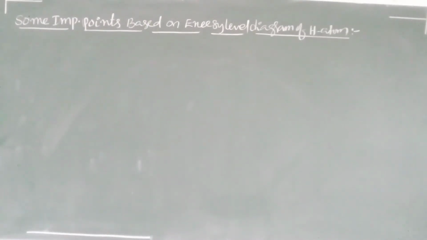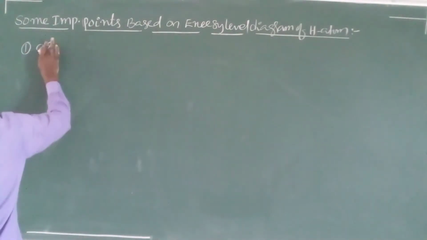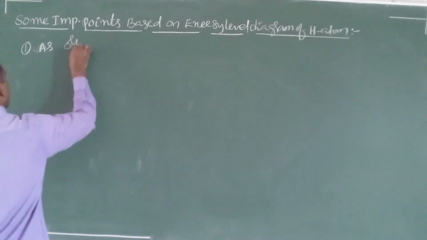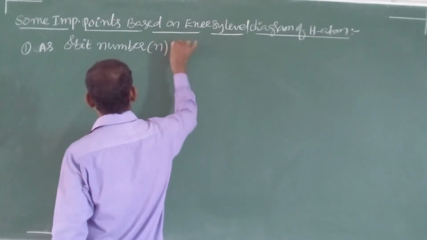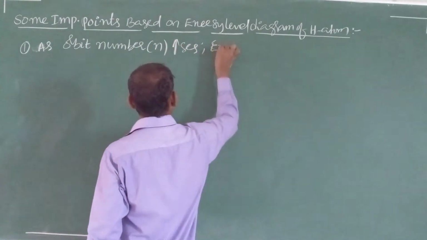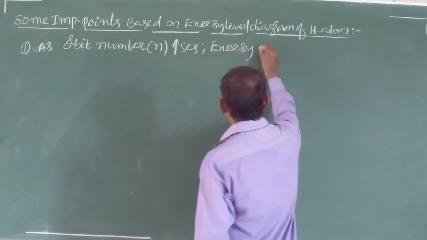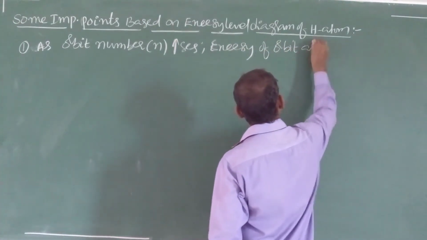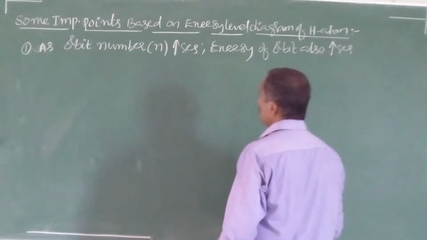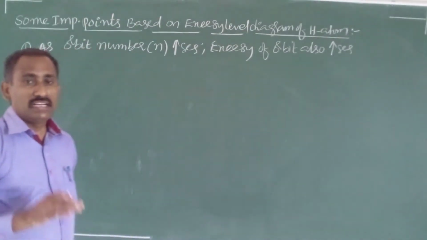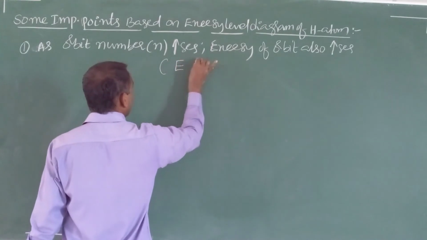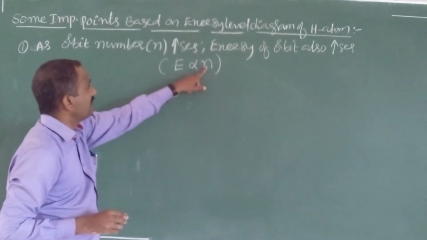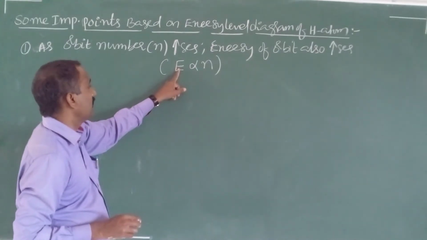First, as orbit number increases, energy also increases. So first point, not only the hydrogen atom, in any atom, as orbit number, which is nothing but n, increases, the energy of the orbit also increases. Therefore, not only in the hydrogen atom, in any atom, energy and n are related directly. So, as orbit number increases, energy also increases. n is nothing but orbit number. E is nothing but energy.